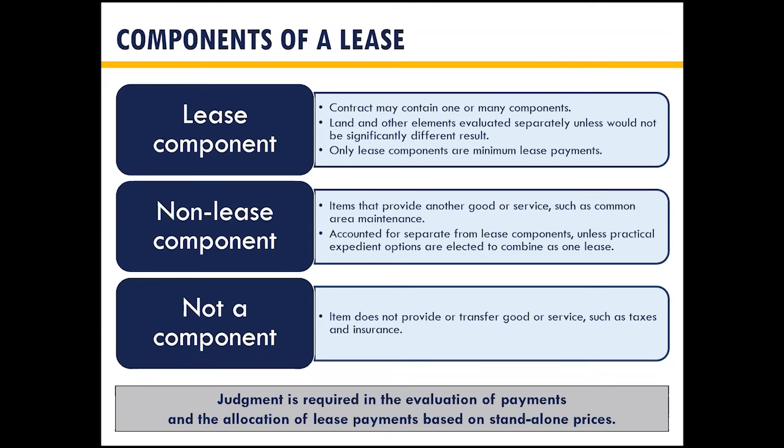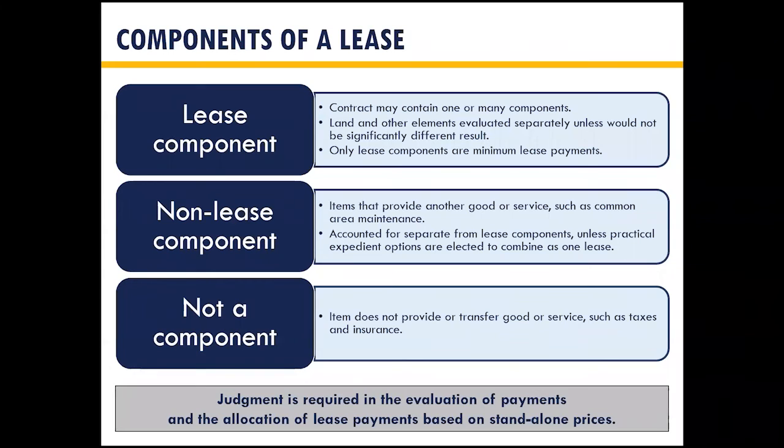So back to that real estate again. If you have common area maintenance charges, those provide a good or service, but it's not related to the actual asset that's being leased. And so that's a non-lease component. There's some allocation that would have to be done between the lease component and the non-lease component. And that allocation is done based on the standalone fair value of the standalone payments for those individual components.